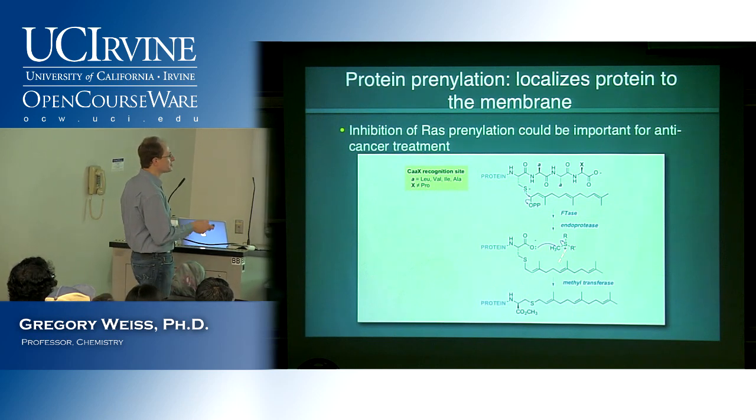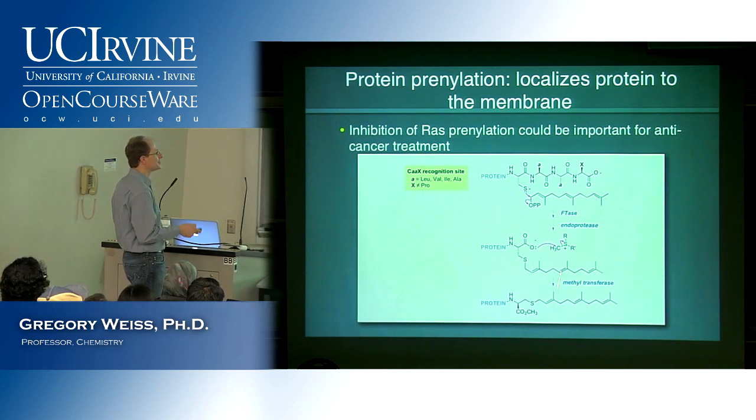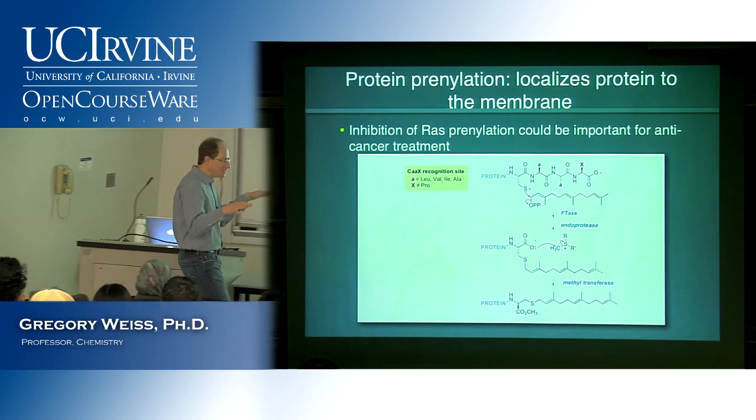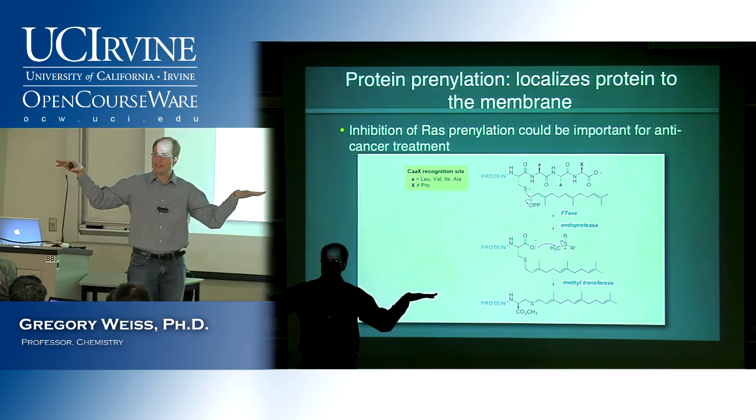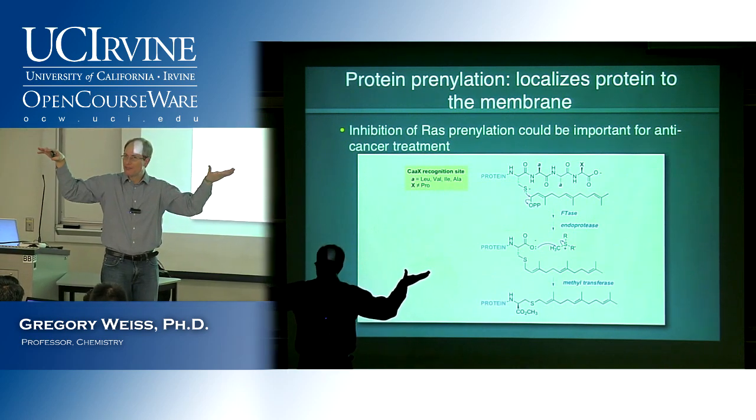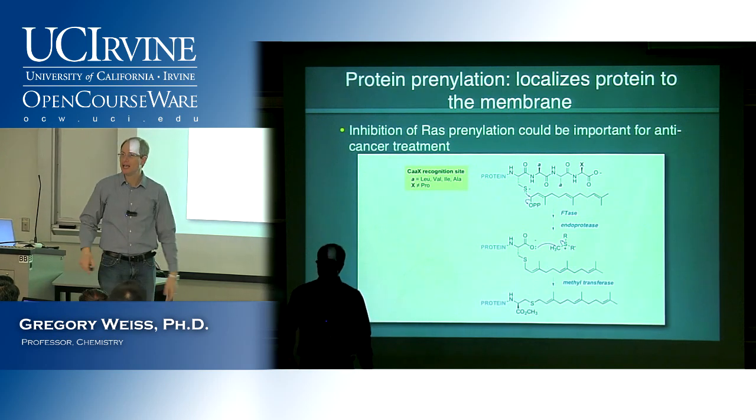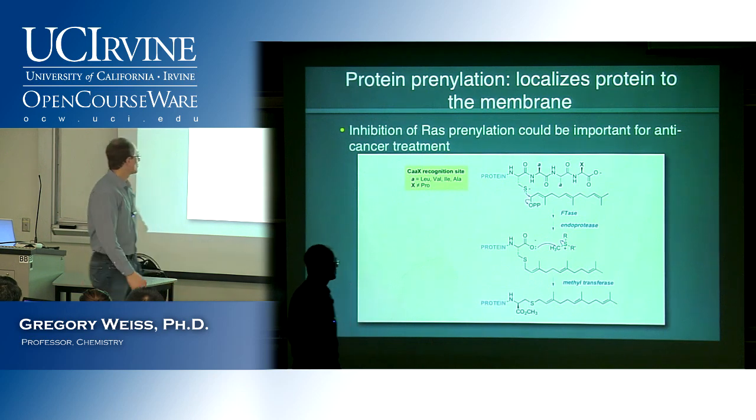I'm skipping over some other steps. There are some other modifications that take place as well. But this basically takes RAS and confines it to a two-dimensional surface on the upper half of the barrier of the cell. And that kind of confinement is really important for its activity.